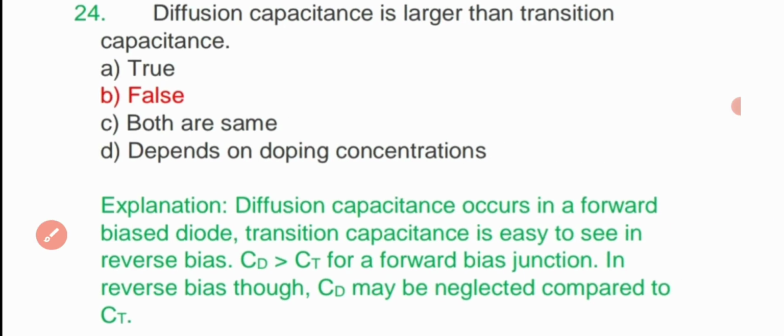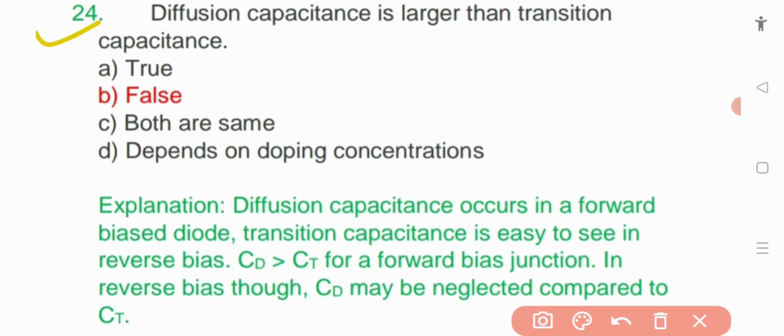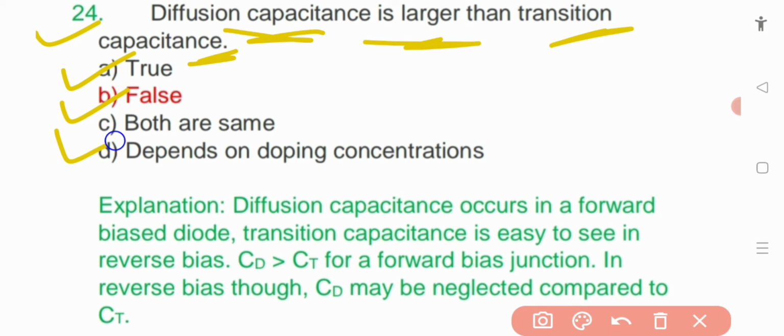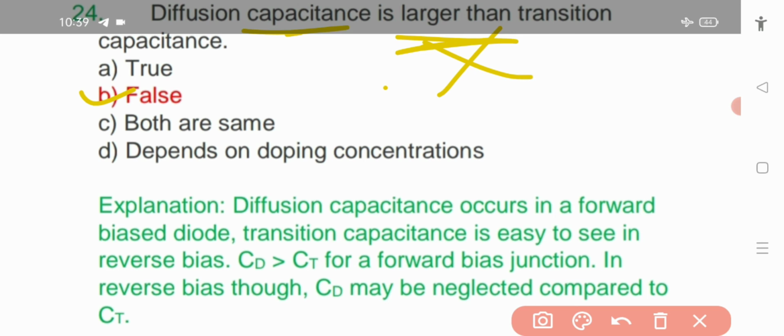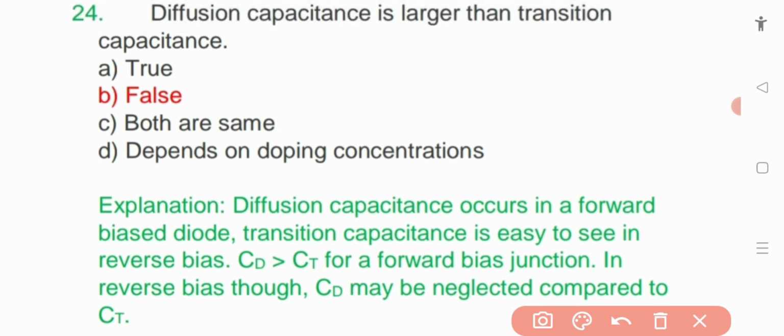Next question. Question number 24. Diffusion capacitance is larger than transition capacitance. This statement is true or false? Option A true, option B false, option C both are same, option D depend on the doping concentration. Then the answer is false. Means diffusion capacitance is not larger than transition capacitance. This statement is false. Then what is true?